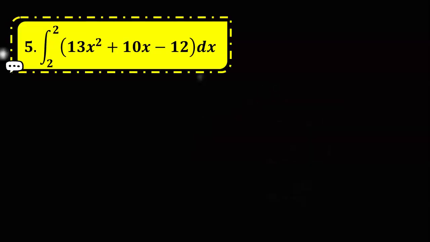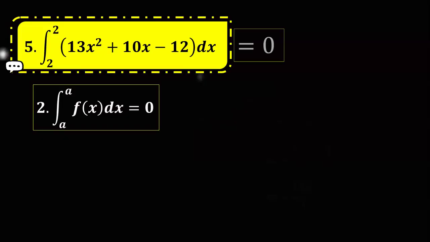Let's have item number 5. So the integral from 2 to 2. So this is very obvious. The answer is 0, right? Because of this rule, whenever a and b are the same, the answer is always 0. So I no need to elaborate that one.